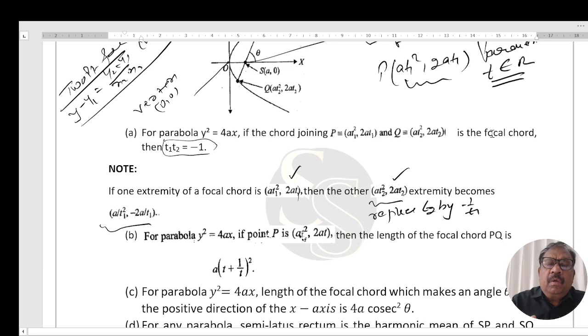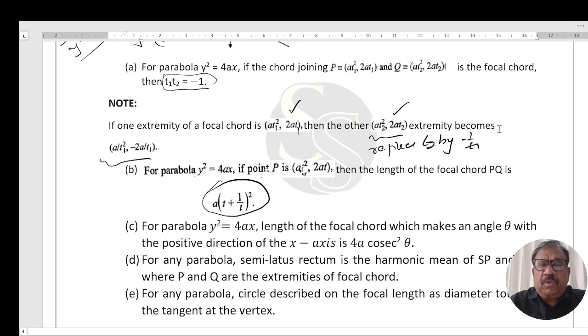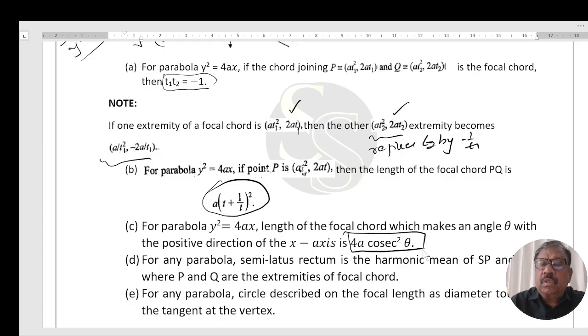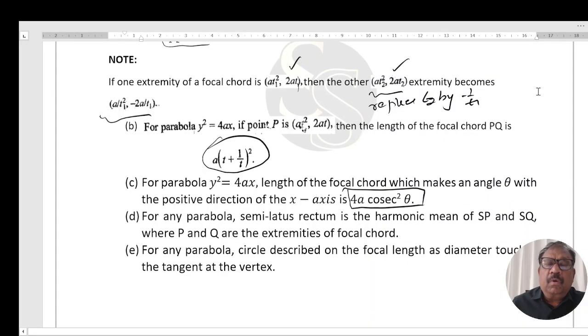Right? For parabola y square equal to 4ax, if the point P is at square, 2at, then the length of the focal chord PQ is a(t plus 1 by t) whole square. For parabola y square equal to 4ax, the length of a focal chord which makes angle theta with the positive direction of the x-axis is 4a cosec square theta. Which means if this angle is known, we can find the length of the focal chord.